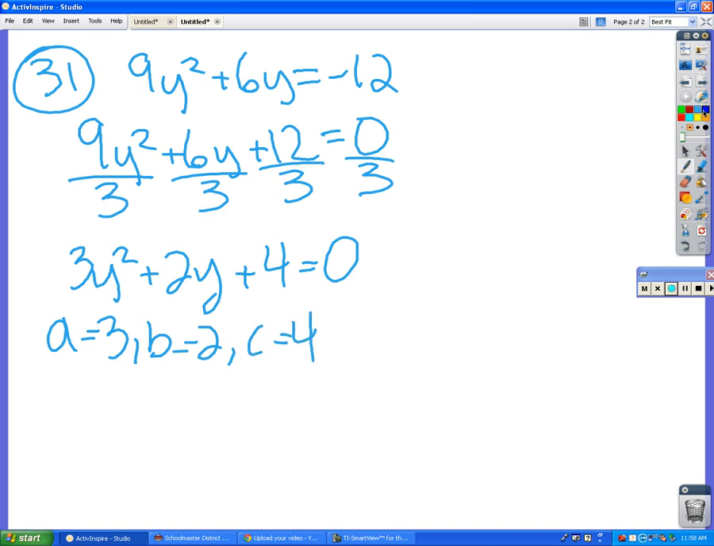So to solve this, I need the opposite of b, which is -2, plus or minus the square root of... Wait, what number is this? 31? Plus or minus the square root of... I'm waiting for somebody to let me know. b squared is 4, minus 4 times 3 times 4, right? All divided by 2a, which would be 6.